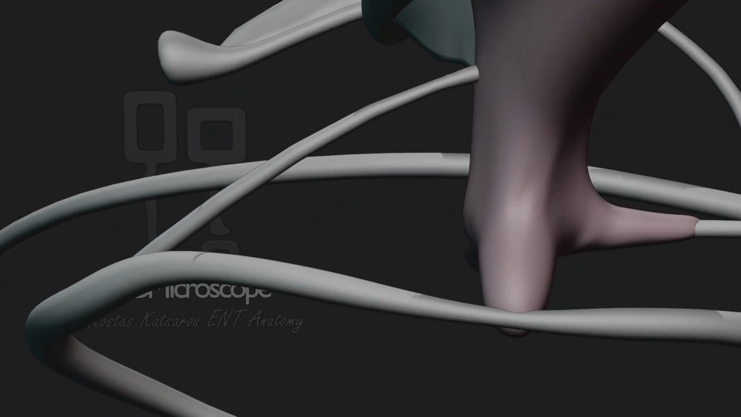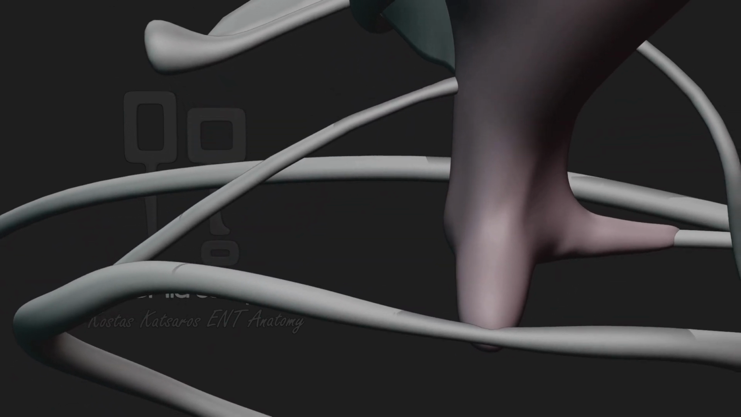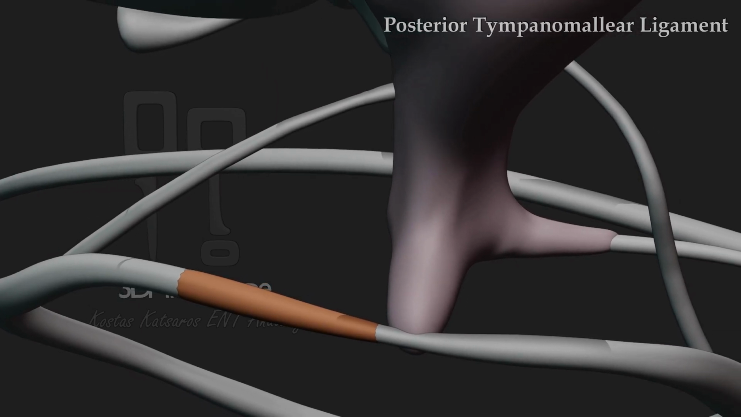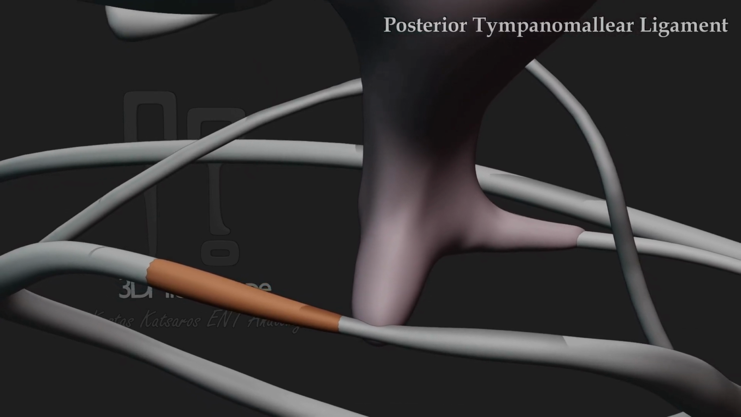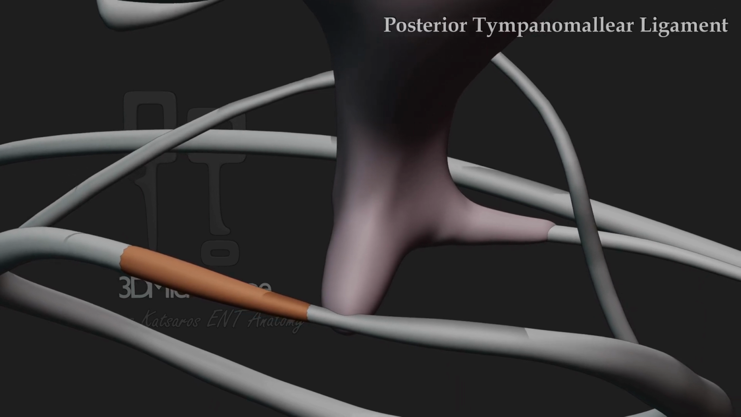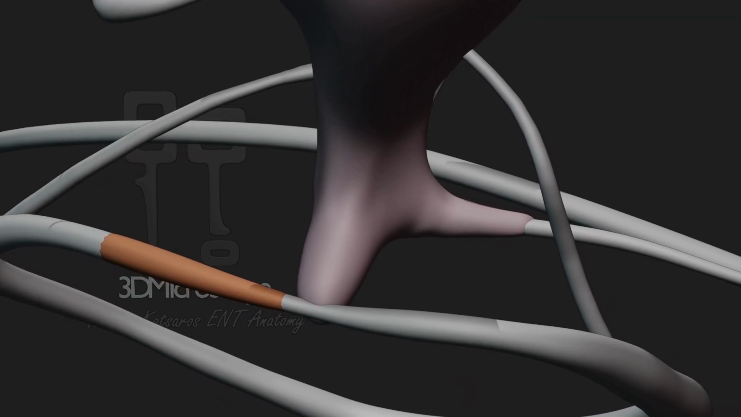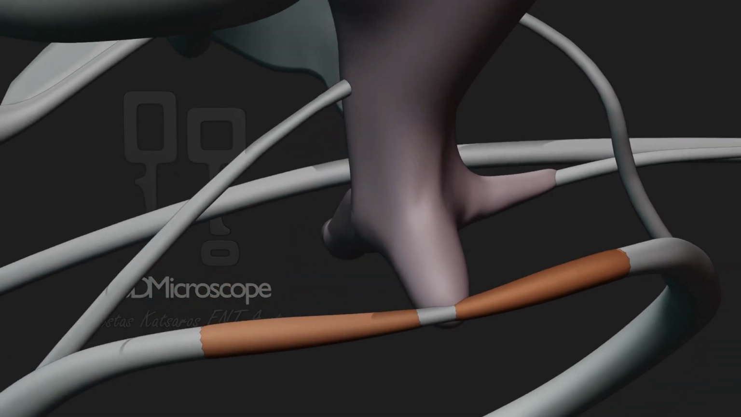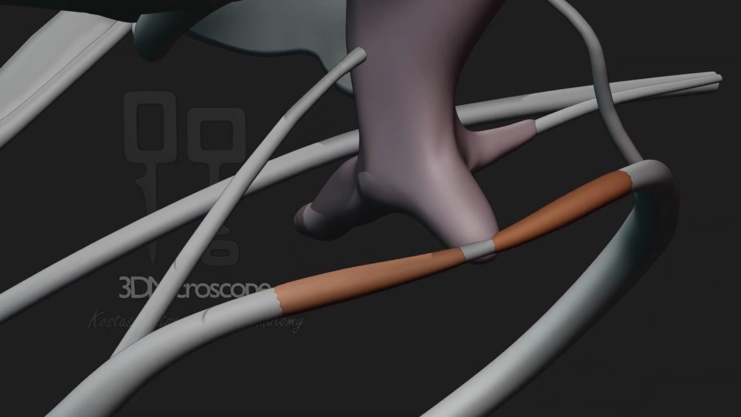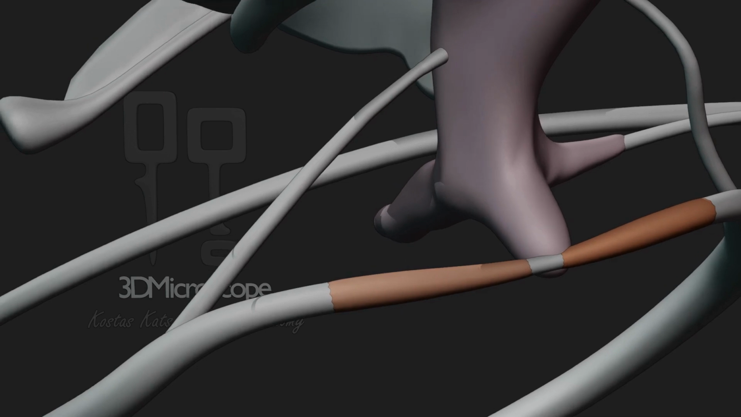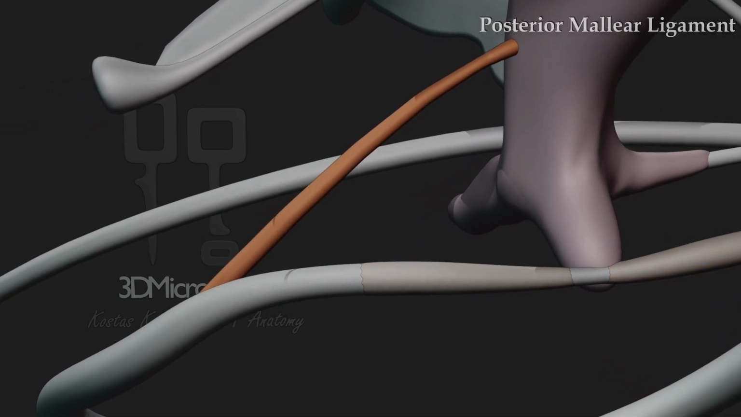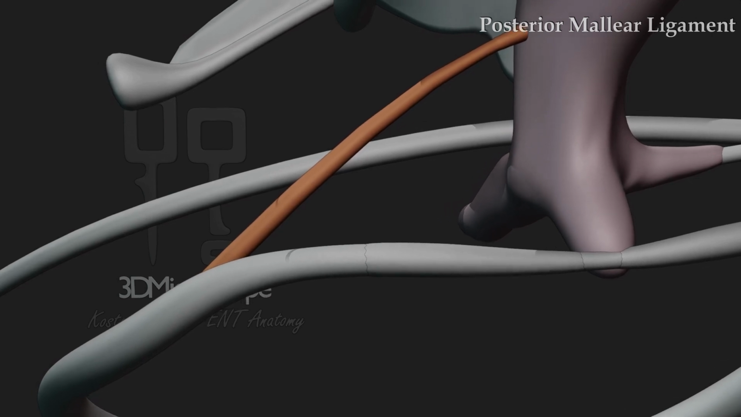Likewise, the lateral trunk of the posterior division gives rise to the posterior tympanomallear fold, again attaching to the tympanic membrane and dividing the pars tensa from the pars flaccida posteriorly. Both the anterior and posterior tympanomallear folds attach to the lateral process of the malleus. The medial trunk of the posterior division forms the posterior mallear ligament. This structure is inserted to the neck of the malleus.